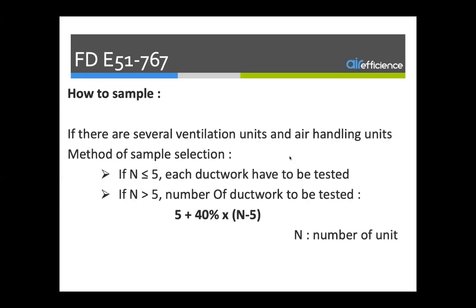For building where there are several ventilation units or handling units, there is also a method of sample selection for these units. If there are less than 5 units, each ductwork has to be tested. If there are more than 5 units, the number of ductwork to be tested is equal to this formula, 5 plus 40% of the number of units minus 5.